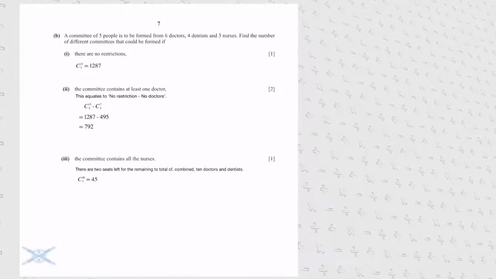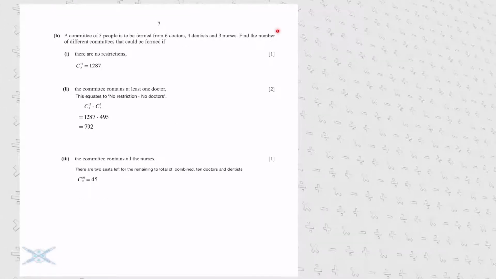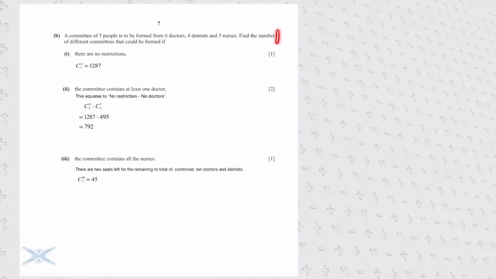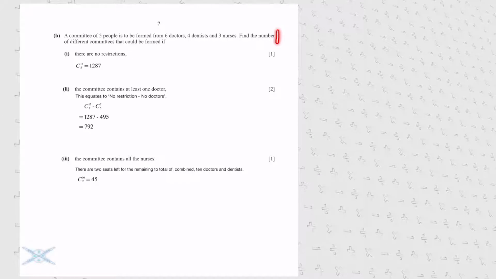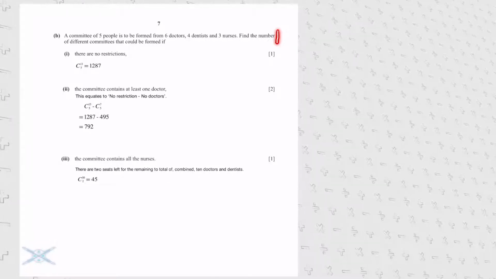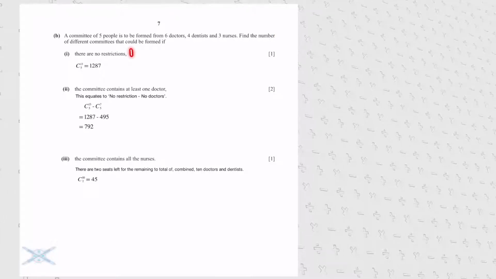Next, on to part B of this exercise. Here it states that there is a committee of 5 people that is to be formed from 6 doctors, 4 dentists and 3 nurses. We are supposed to find the number of different committees that could be formed if in B1 there are no restrictions.